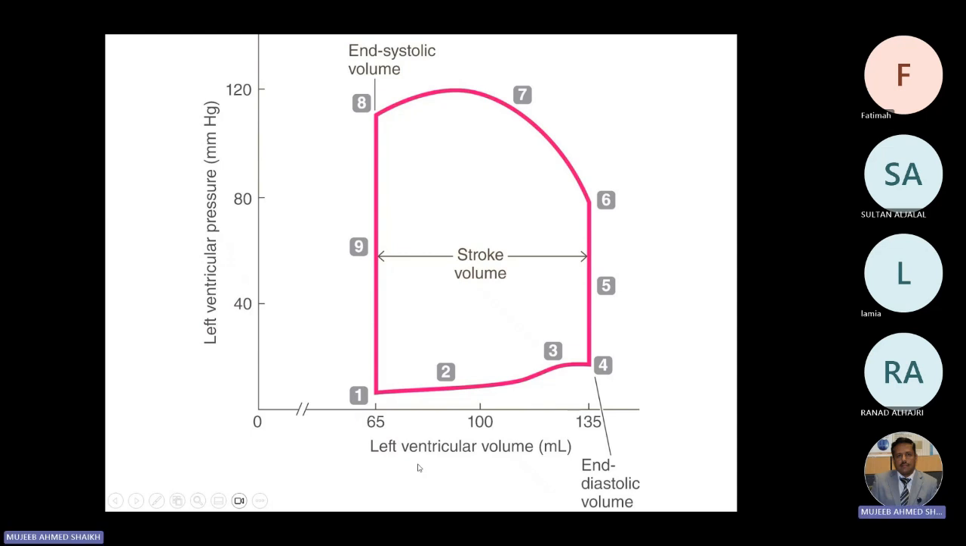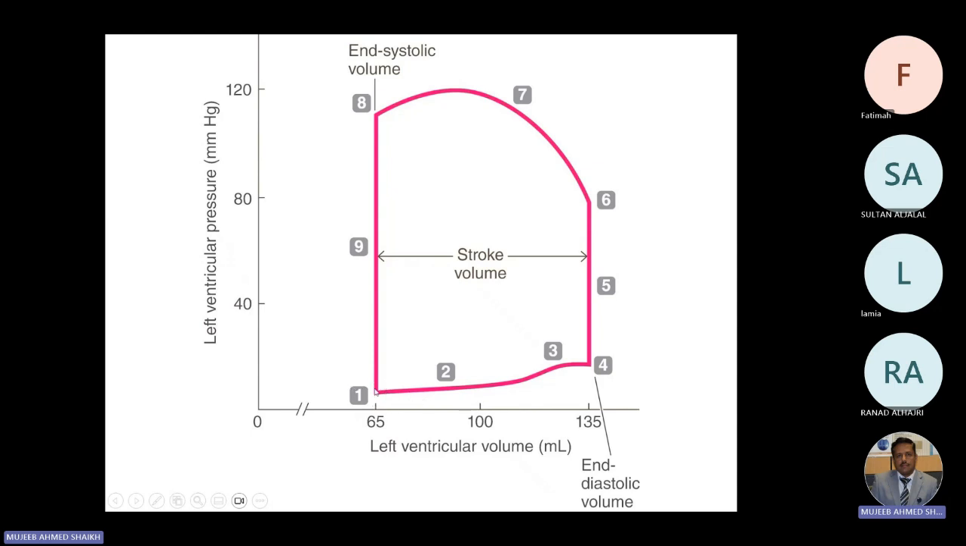Now, even if you are imagining, you have to see what is on the x-axis, left ventricular volume, and what is on the y-axis, the pressure. Based on the pressure and volume changes, you can imagine the condition of the ventricle and the condition of the valves at this point. This sharp rise is called isovolumetric contraction. This sharp decrease is called isovolumetric relaxation.